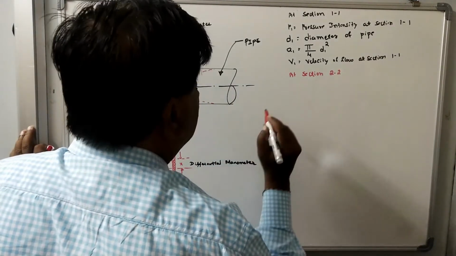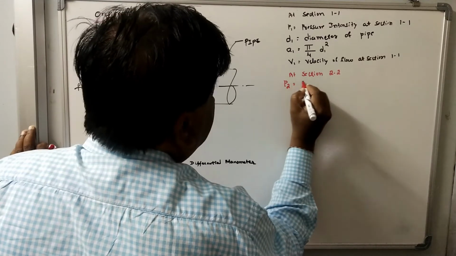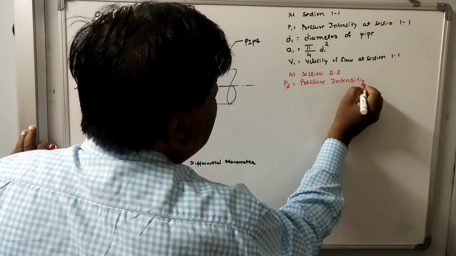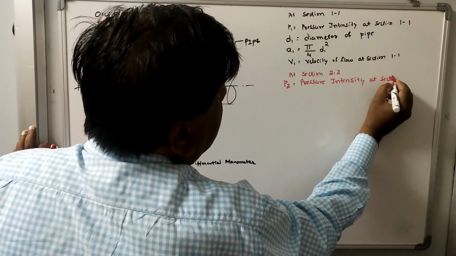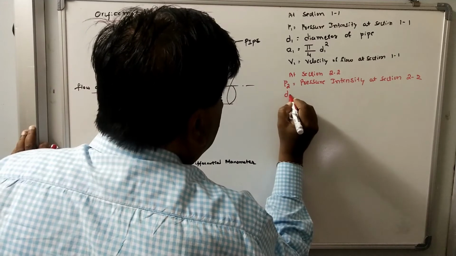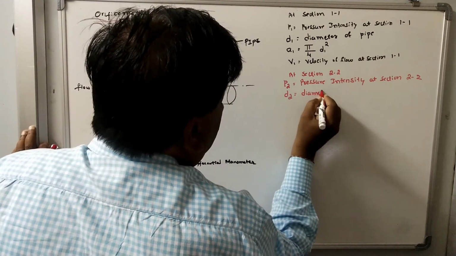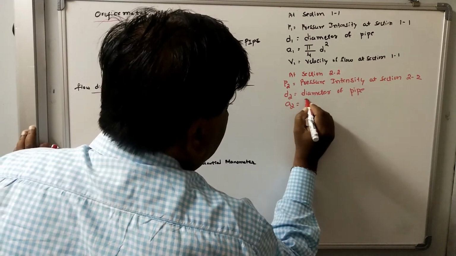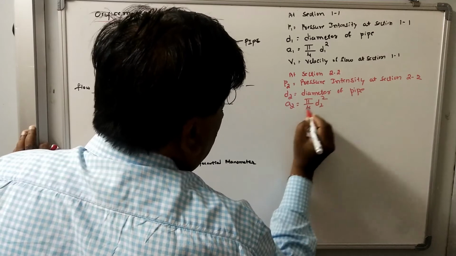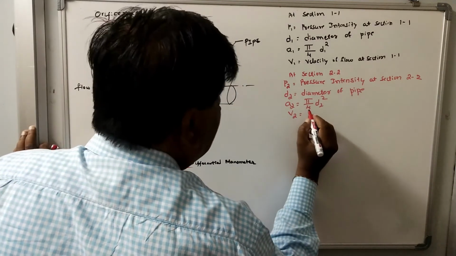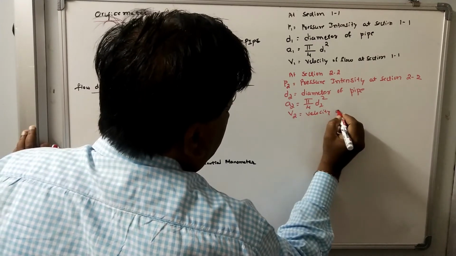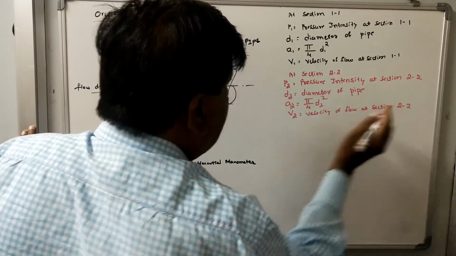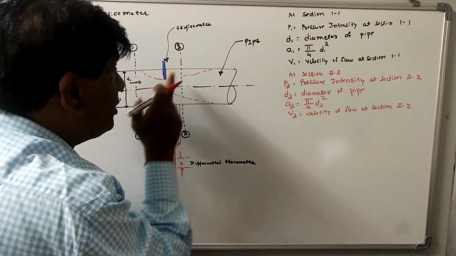Now at section 2, let P2 be the pressure intensity at section 2. Then D2 is the diameter of the pipe, A2 is the cross-sectional area of the pipe at section 2, and V2 is the velocity of flow at section 2. Note that the diameter at section 2 is not the diameter of the hole.